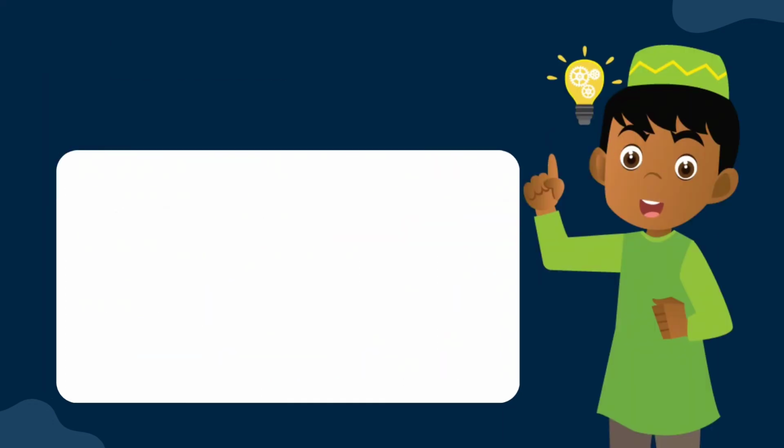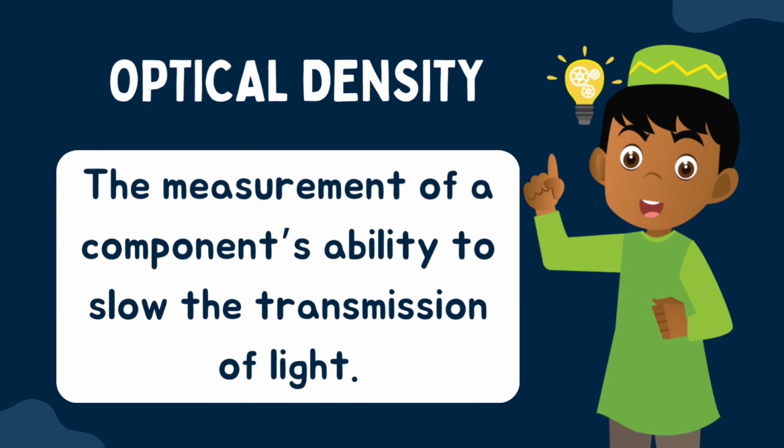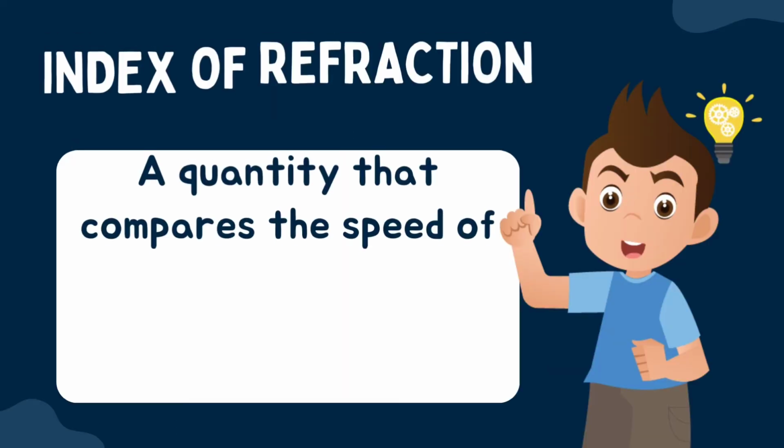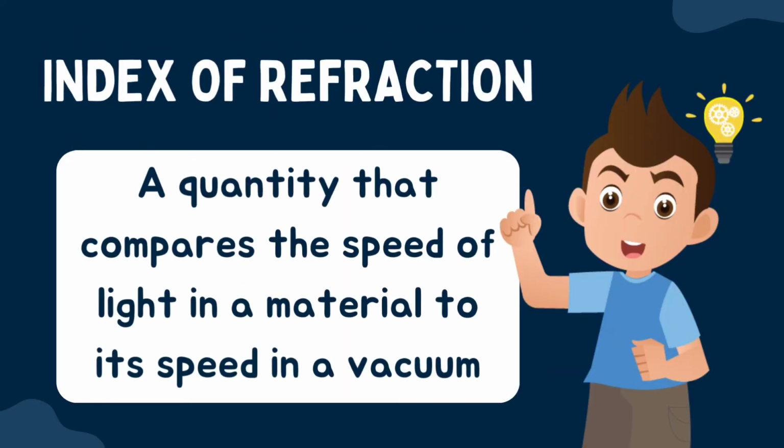Now, what is optical density? It is the measurement of a material's ability to slow the transmission of light. A known indicator of the optical density of a material is the index of refraction of the material, denoted by small letter n. Now, what exactly is an index of refraction? It is a quantity that compares the speed of light in a material to its speed in a vacuum.